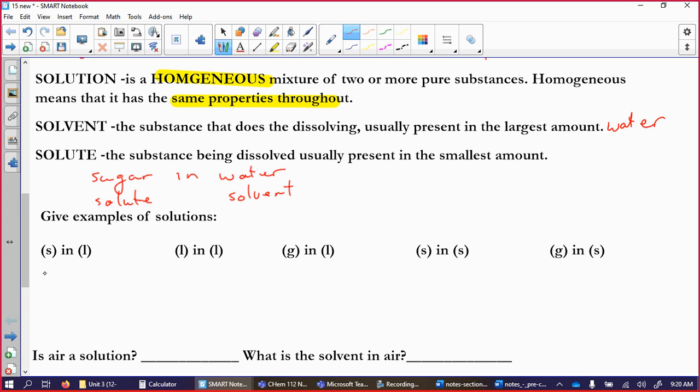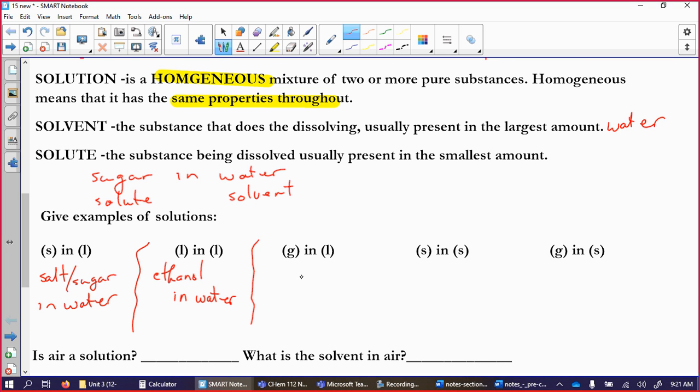A solid in a liquid, in water, is your classic example. You take something and dissolve it. A liquid in a liquid, probably the best one that is the most common, ethanol or alcohols in water. Making hand sanitizer is a whole bunch of alcohol in water.